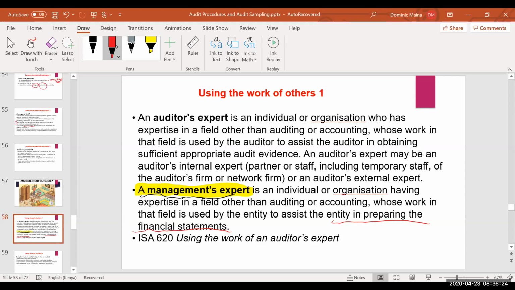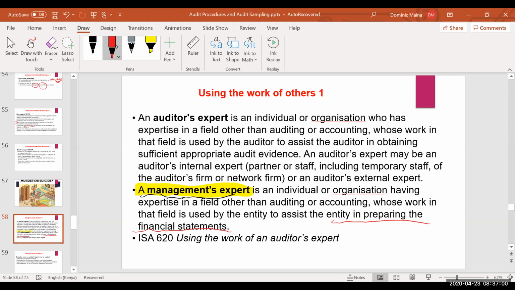It is an individual or organization. Don't forget there are expertise in other fields, not in accounting and not in auditing. So they can be in law, in legal matters, or in valuation. However, don't forget they are not accountants and they are not auditors. They are some other professionals altogether. But we are the ones who appoint them as we gather audit evidence. That is the auditor's expert.